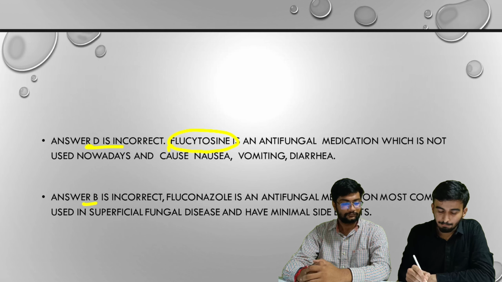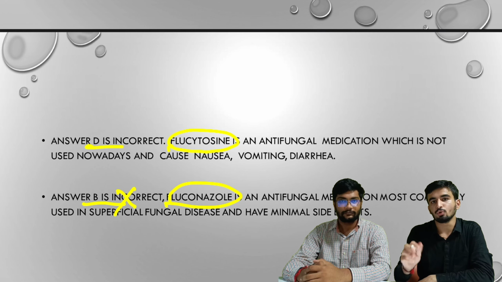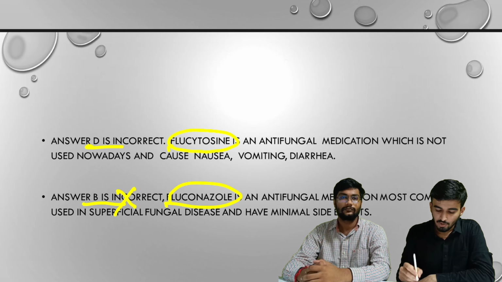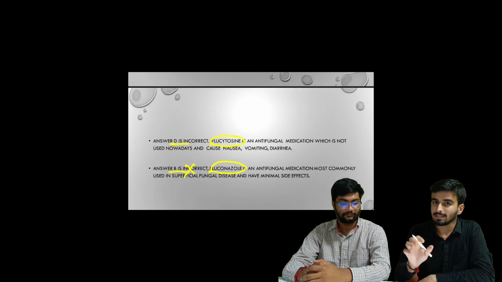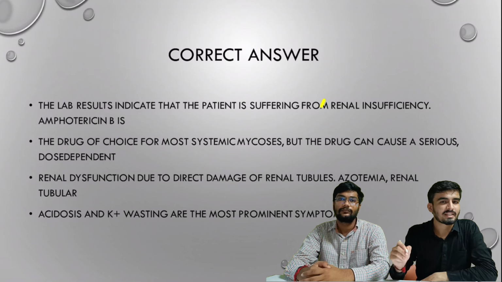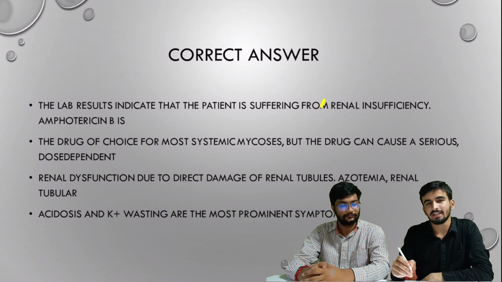So we are left with the B option. Why is answer B not correct? Because fluconazole is also used in patients with superficial infections like ringworm, tinea, and candidiasis, which is not associated with an opportunistic, immunocompromised state. So fluconazole is not useful in this case. The correct answer for this patient is amphotericin B, because Myth has already discussed the antifungal drugs and their side effects. Amphotericin B causes nephrotoxicity, acidosis, hypokalemia, and anemia.